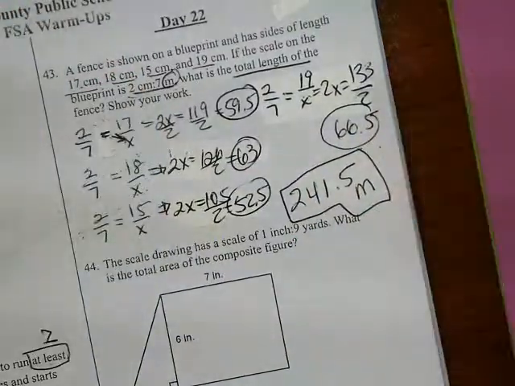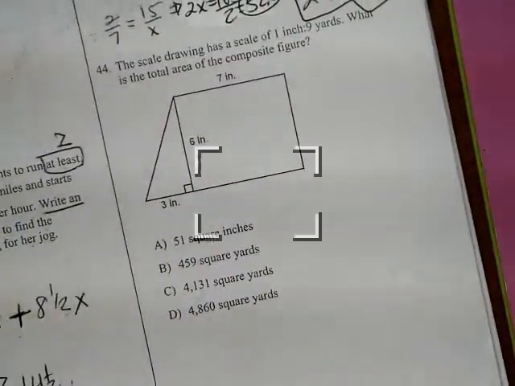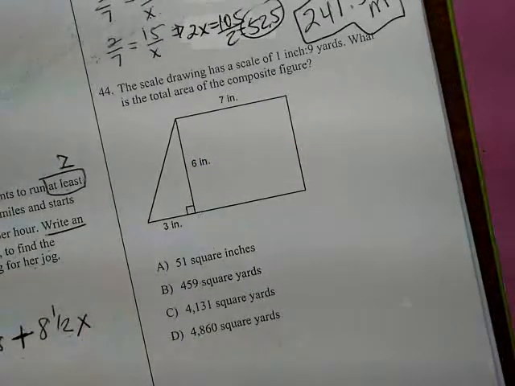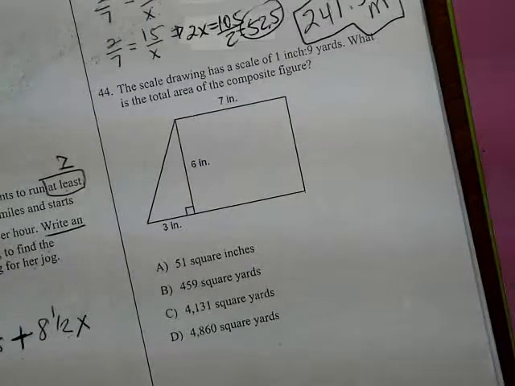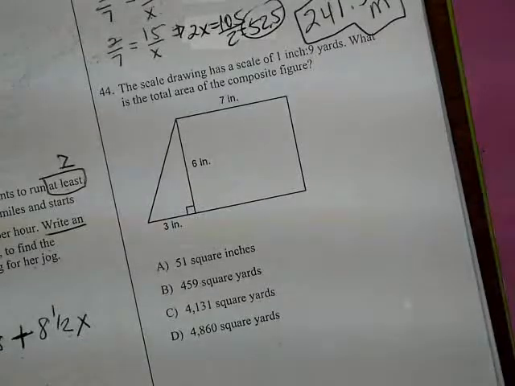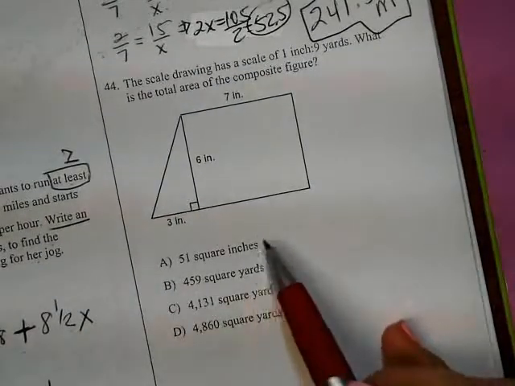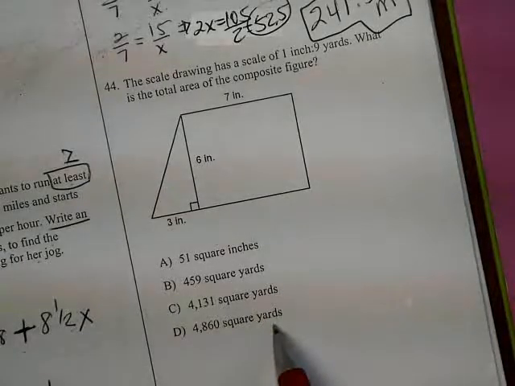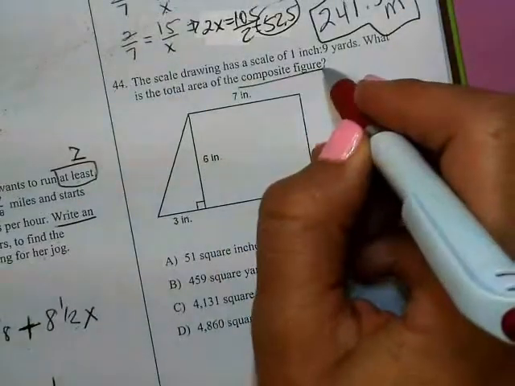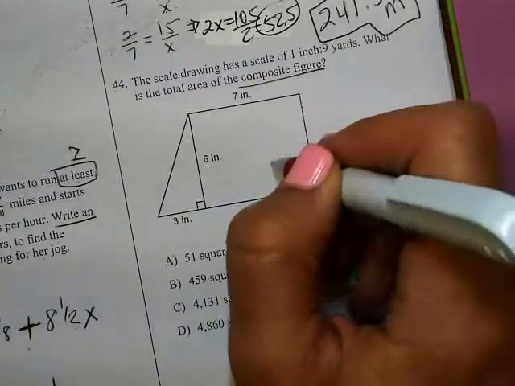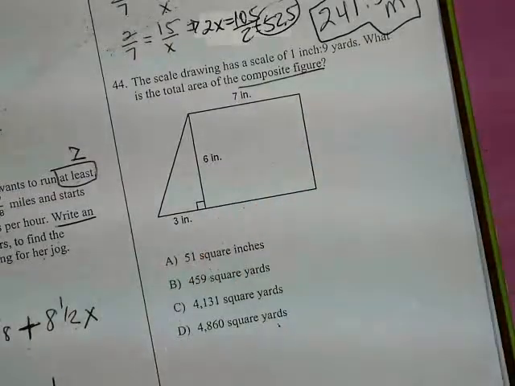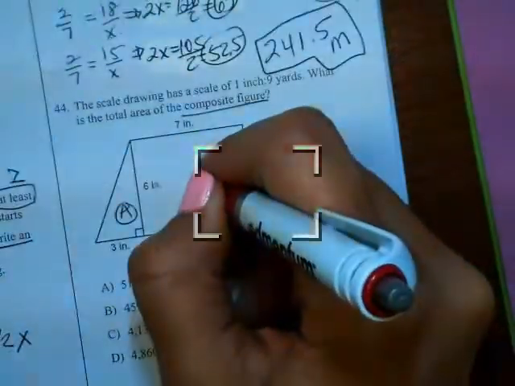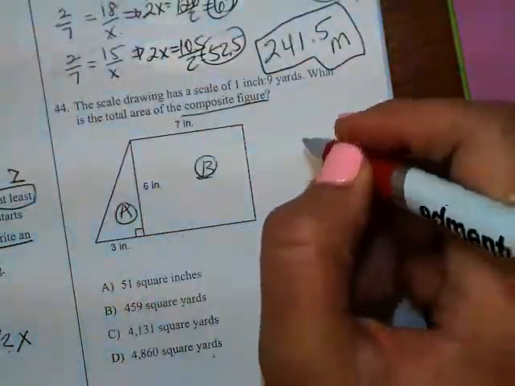Scale drawing has a scale of 1 inch to 9 yards. What is the total area of the composite figure? Okay, so total area of the composite figure. So they want our answers of the composite figure, which means I believe our answer needs to be in inches. So I have shape A, which is a triangle, shape B, which is a rectangle.